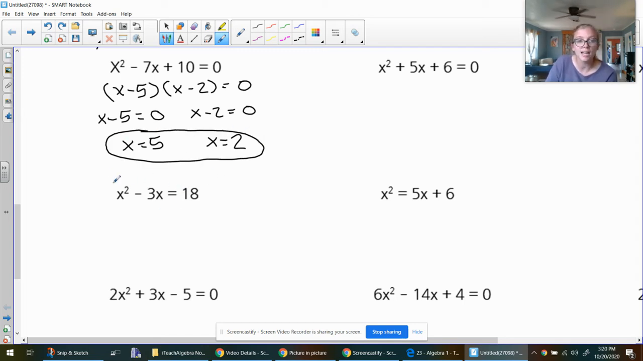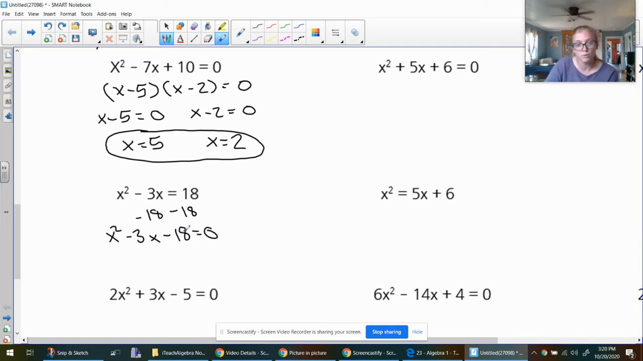Again, sometimes it's not automatically set equal to 0, and the zero product property does not work unless our equations are set equal to 0. So to fix this, we're going to subtract 18 on both sides, and that leaves us with x squared minus 3x minus 18 equals 0.